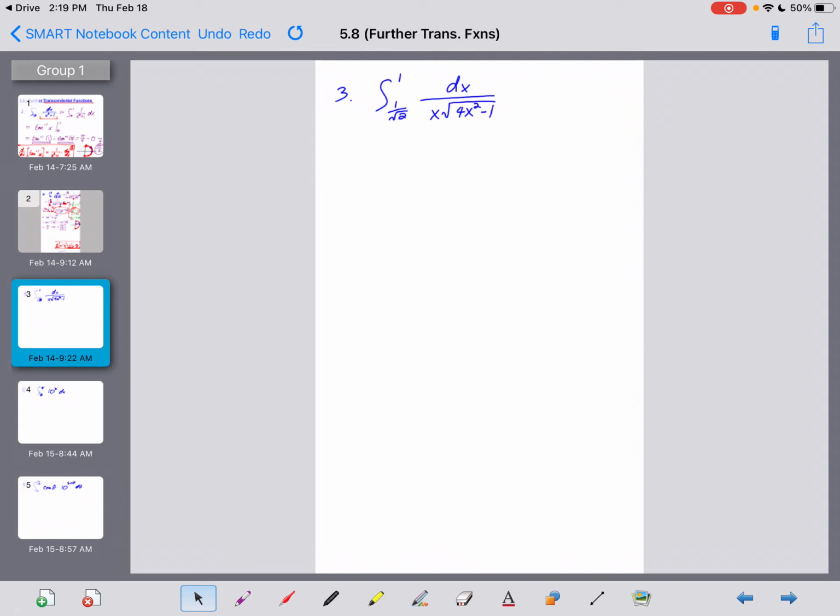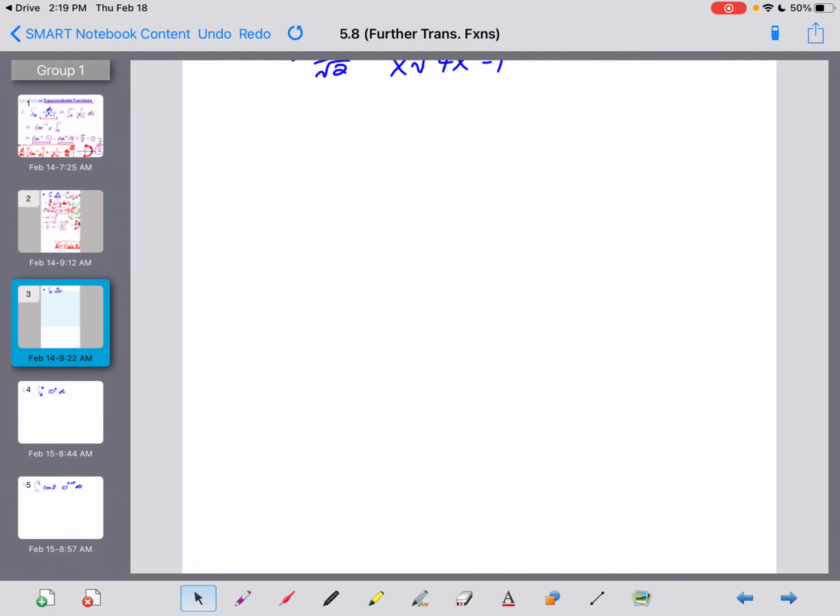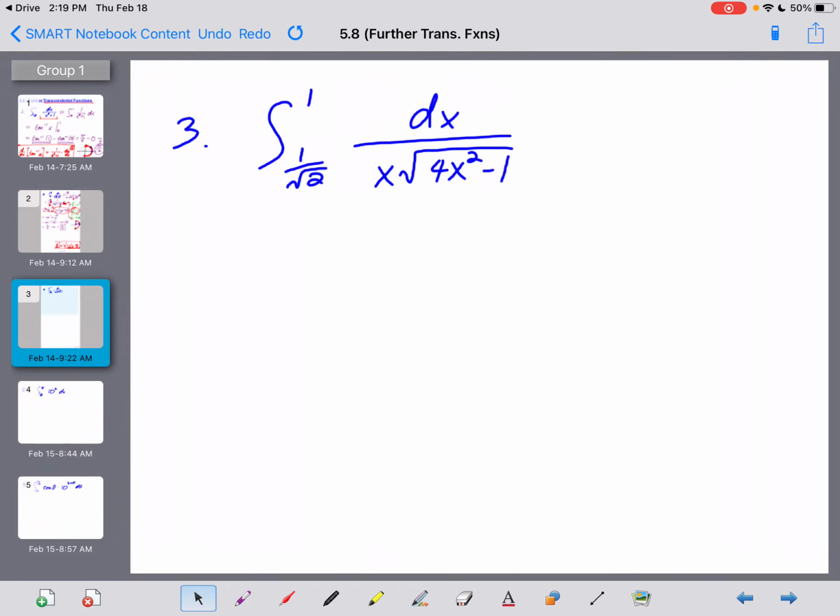All right, let's move on to our third example, and I suppose I could make this a little bit bigger and easier to read here too. So let's see what's going on here. We are doing, I don't know why I'm so stuck on definite integrals. There must be most of those in the homework here. The integral from 1 over root 2 to 1 of dx over x times the square root of 4x squared minus 1.